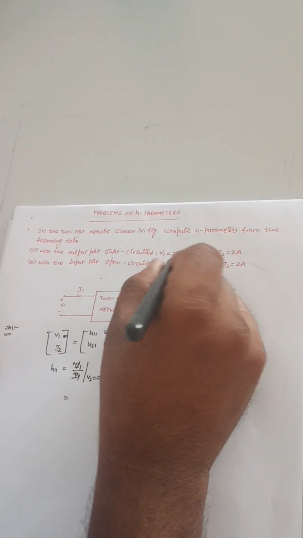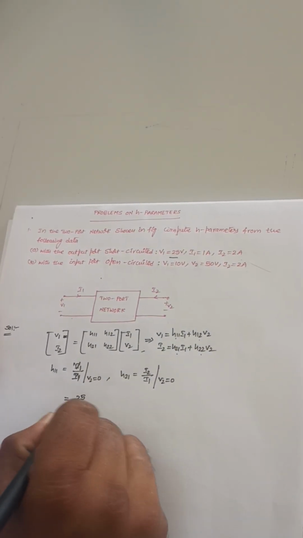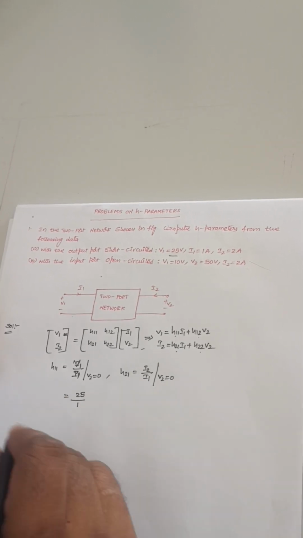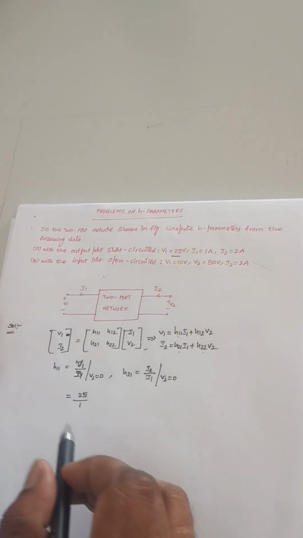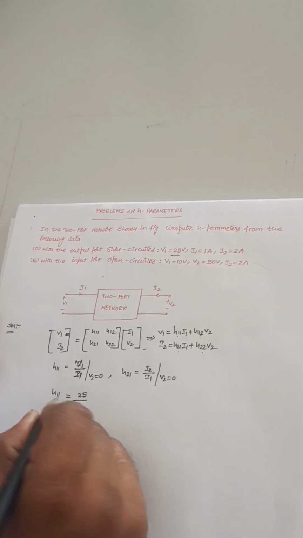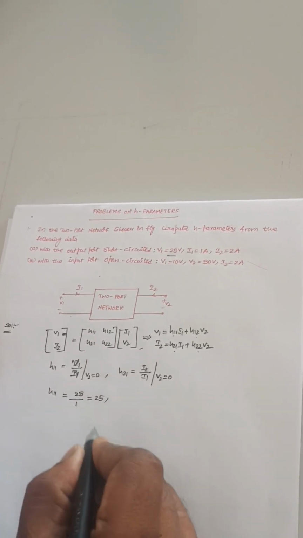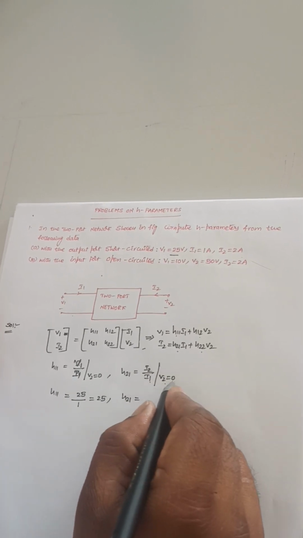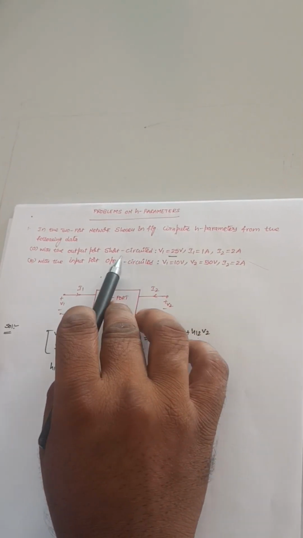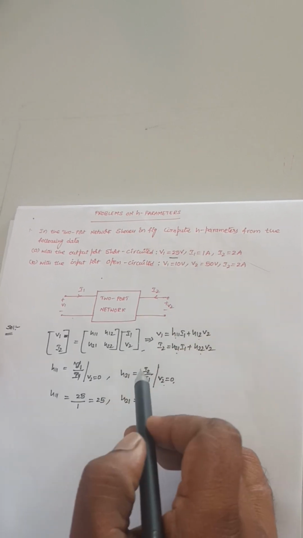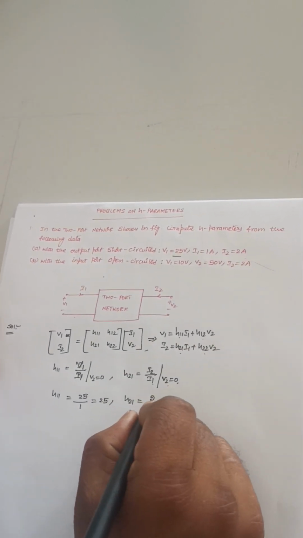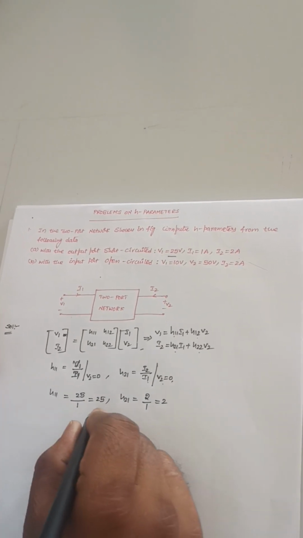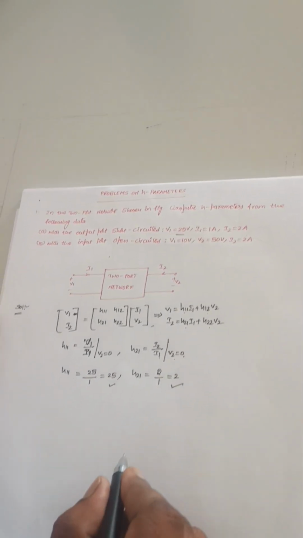So V1 value is 25 volts, divided by I1 value, which is 1 ampere, at V2 equal to 0, meaning the output port is short circuited. So H11 value is 25. And H21 is equal to I2 divided by I1 whenever V2 is equal to 0. That means whenever the output port is short circuited, I2 value is 2 divided by I1 value 1. So it is 2. So H11 is 25 and H21 is 2 here.